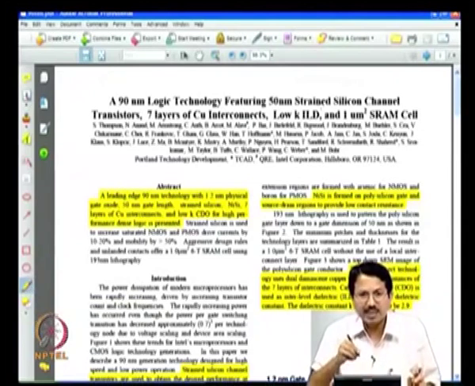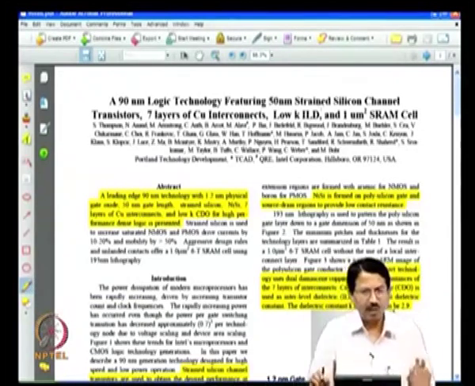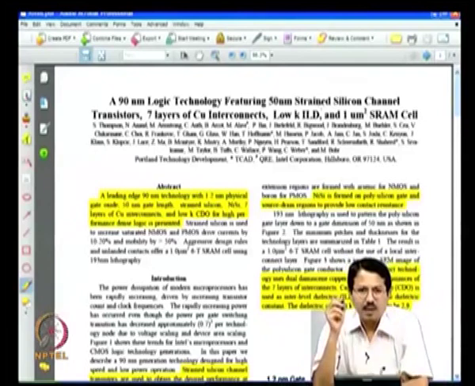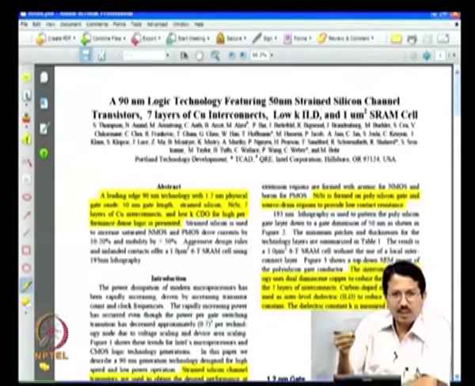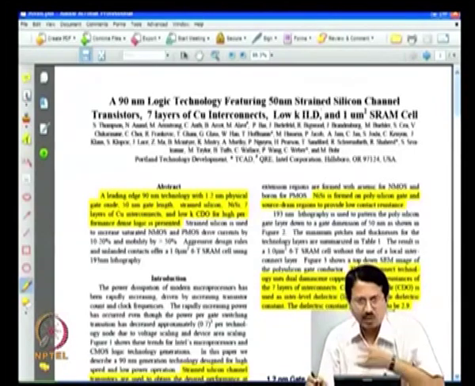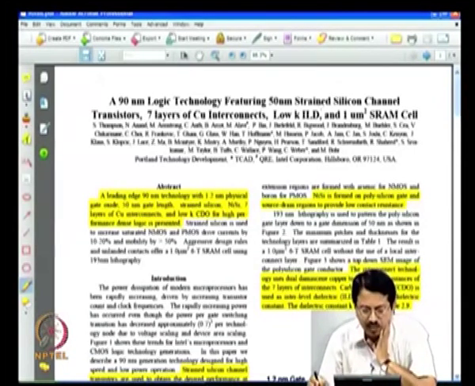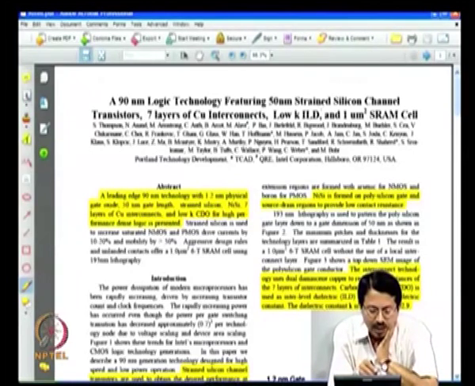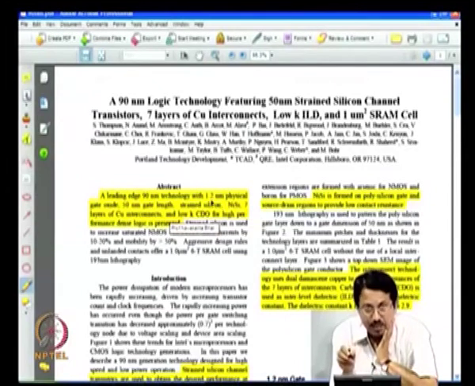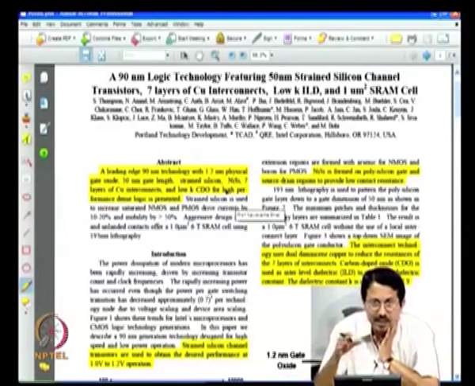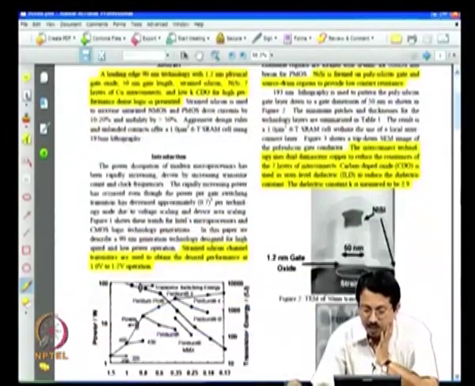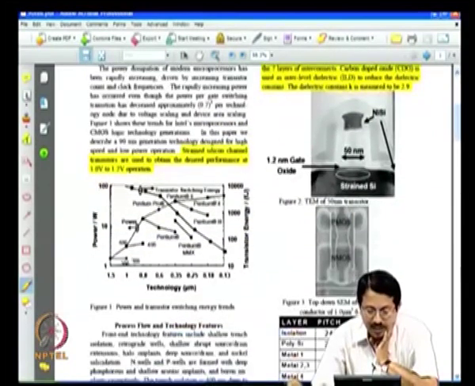It is using a strained silicon channel. We have not discussed strained silicon channel, but very soon down the line you will start discussing strained silicon also. So, we will postpone that discussion for the time being. This uses 1.2 nanometer oxide, even thinner than the previous generation, and nickel silicide instead of cobalt silicide. Now, there is some more optimization.